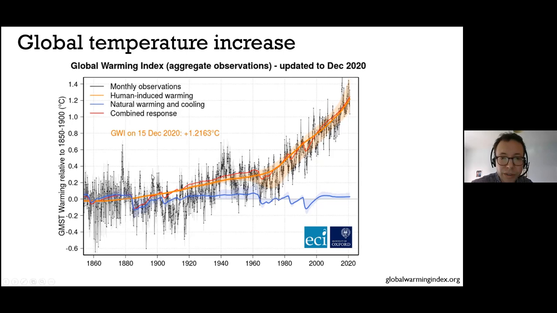What we can see here is the observations, which are the black lines. And we can see the natural warming and cooling, which is the blue line. Basically all the natural effects do not lead to this warming. Instead, the human-induced warming, which is the orange line, pretty much resembles what we can observe in the observations. So we know that there is this warming and we know that it's man-made, but we don't know all the components of how the Earth's radiative budget is influenced.